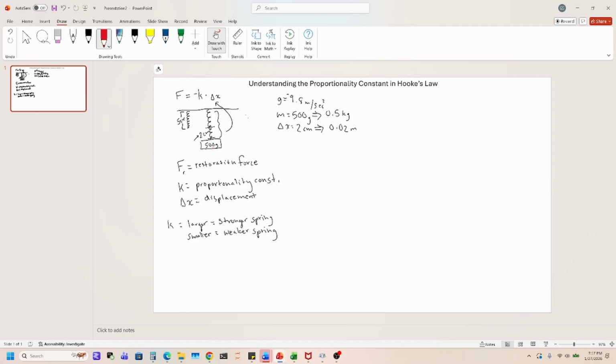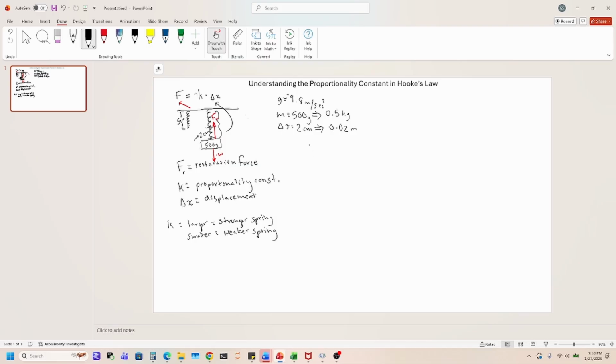So let's just see what the forces are doing. Right here, we've got a 500 gram weight, but it's being pulled down towards the ground by gravity. So we've got our weight, and it's going to be in the negative direction because it's going away from the spring. We have this spring applying a force that counteracts the weight, and that is going to be our restoration force. So that's the force that we're talking about here in Hooke's law equation.